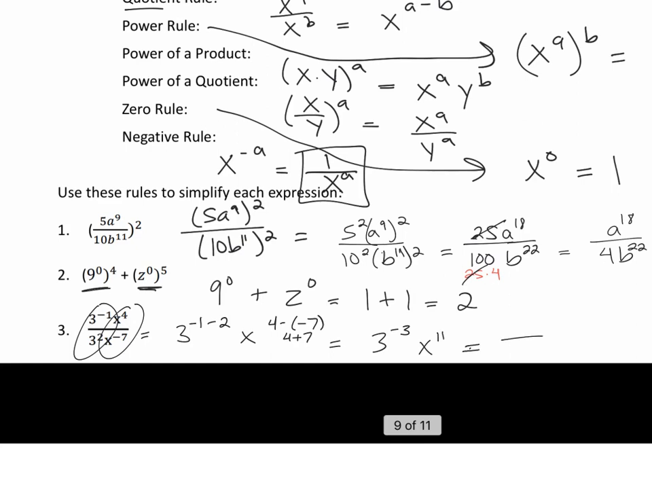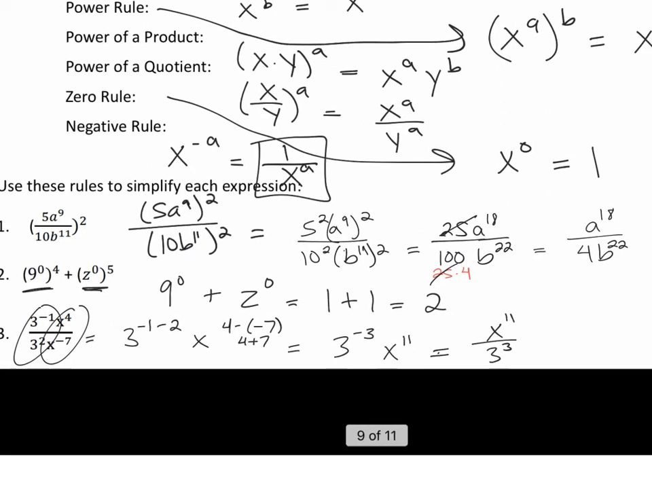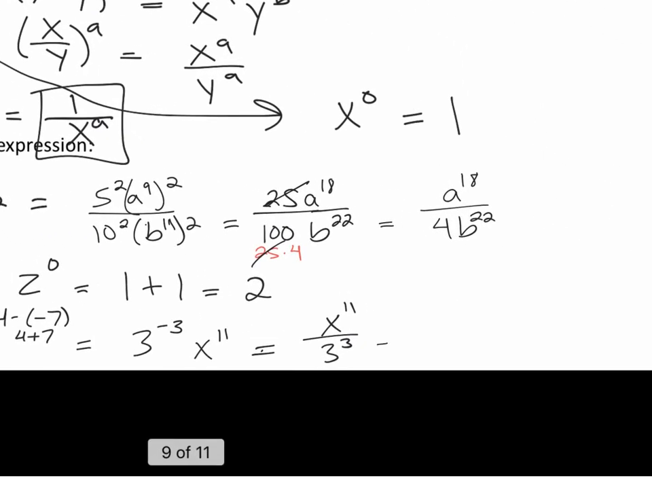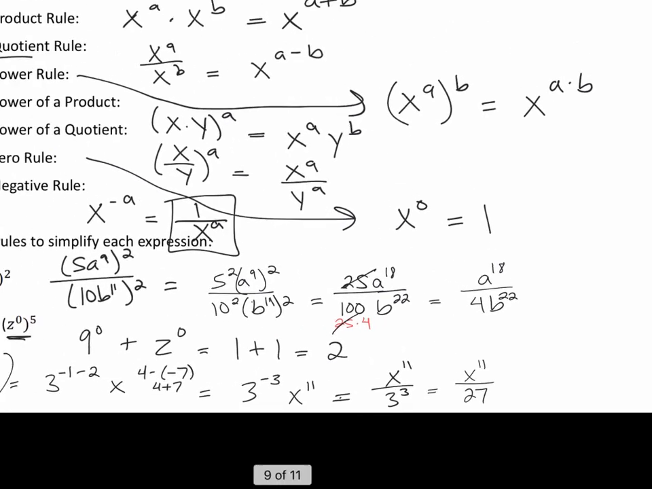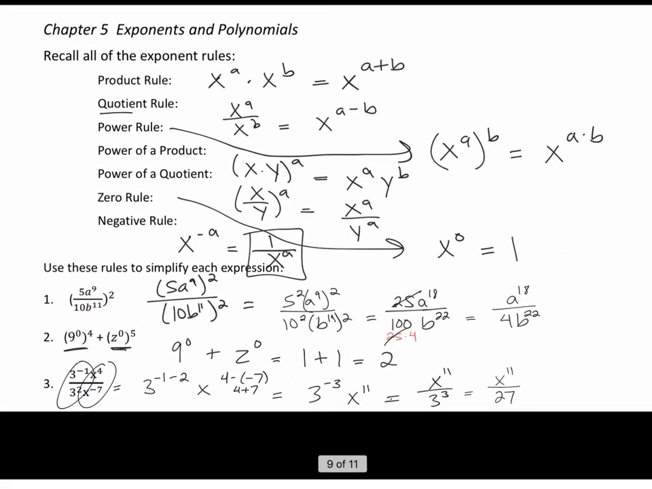Now I need to make sure I have positive exponents only. So x does have a positive exponent, it stays where it is. But the base 3 has a negative exponent, so I need to move that over a division bar so that it has a positive exponent. And then I can actually evaluate 3 to the 3rd. That's 3 times 3 times 3, which is 27. So that completes the simplification of that expression there.